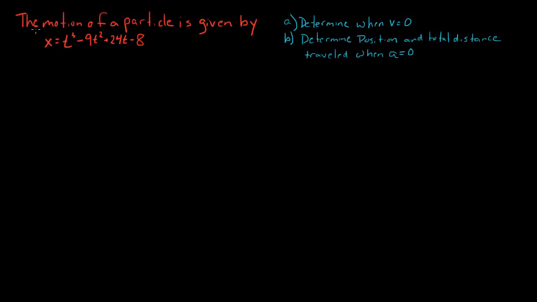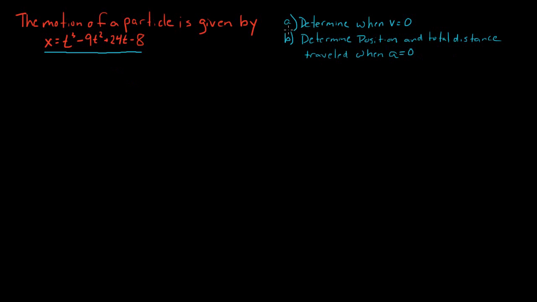But I'd like to go over an example where the motion of a particle is given by the equation right here. x is equal to t cubed minus 9t squared plus 24t minus 8. And we're asked to do two things. First, A, determine at what time the velocity is equal to 0, and B, determine the position and total distance traveled when the acceleration is equal to 0.